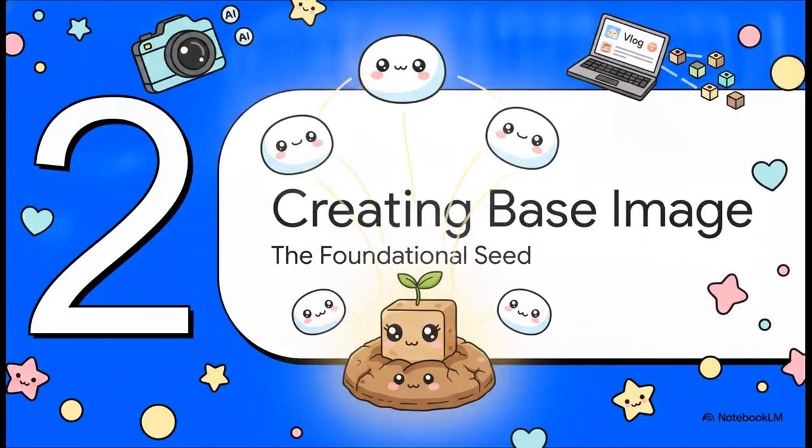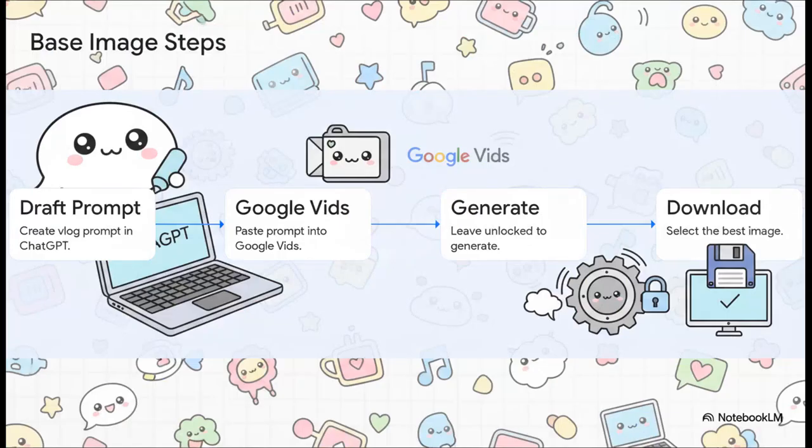Moving right along to Section 2, creating the base image. This is basically the foundational seed for your entire project. So let's walk through how you actually build that foundation. Step 1, you just ask ChatGPT to draft a detailed prompt for your AI vlog character. Maybe it's someone sitting on a farm or standing in a snowy village, whatever you want. Step 2, you take that prompt and drop it right into Google Vids. Step 3, pick your aspect ratio. Go landscape for a traditional feel or vertical if you're aiming for shorts.